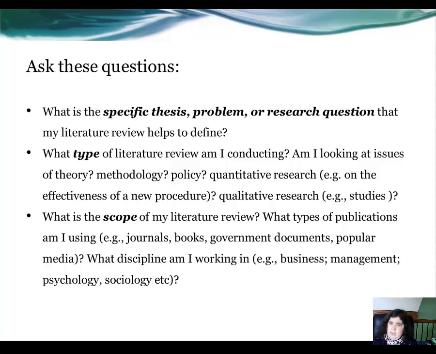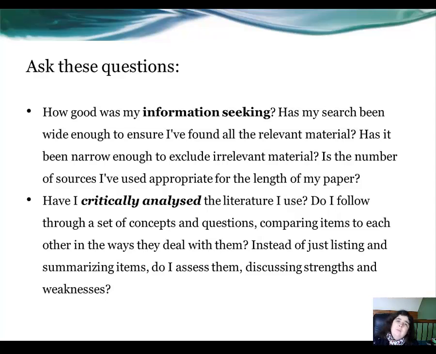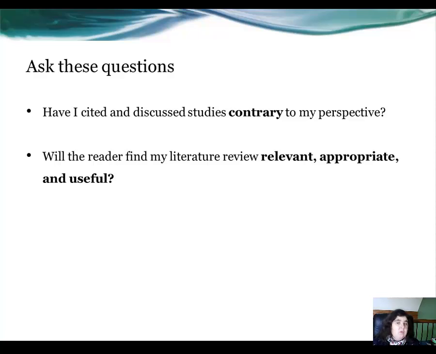What discipline are you working in? You should be looking and comparing and contrasting across similar disciplines. How good was your information search? Have you critically analysed the data and the information that you have used? Don't just list and summarise. Go into critically appraising and evaluating the literature that you have actually identified. Have you cited and discussed studies contrary to your own perspective? Will the reader find the literature relevant, appropriate and useful?